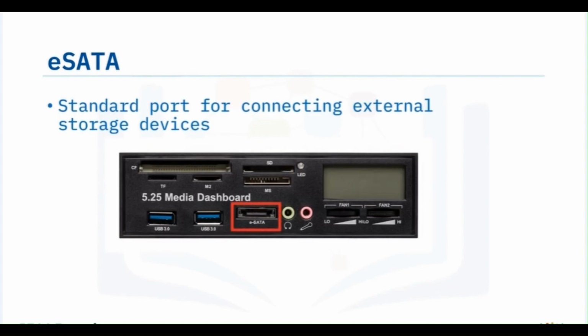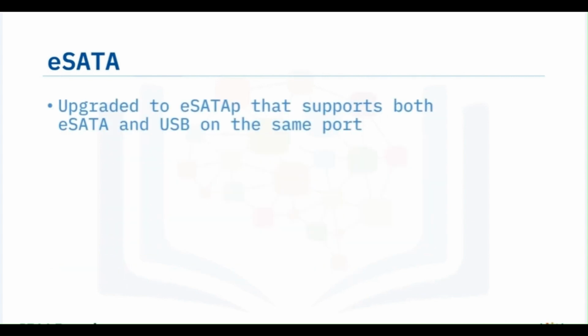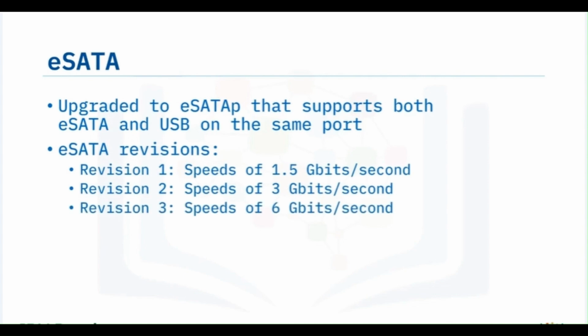eSATA is the most popular port to connect external storage devices, such as external hard drives, to computers. eSATA allows hot swapping, which is the replacement or addition of external devices without stopping, shutting down, or rebooting the host system. Since 2008, eSATA has been upgraded to the eSATA P interface that allows for both eSATA and USB devices to be connected through the same port. eSATA has been through 3 main revisions, and data transfer speeds have doubled with each revision.